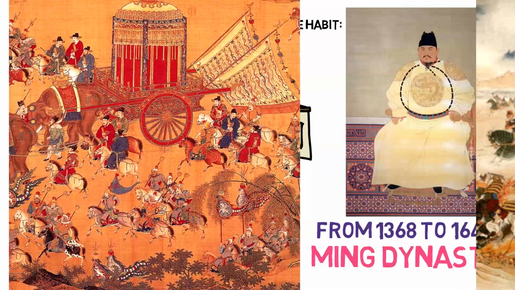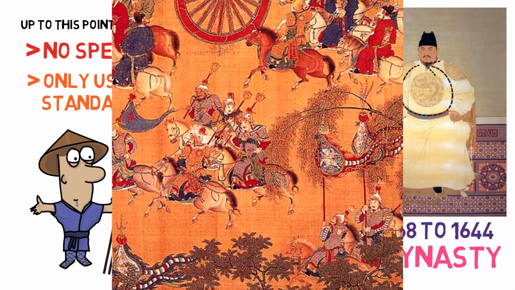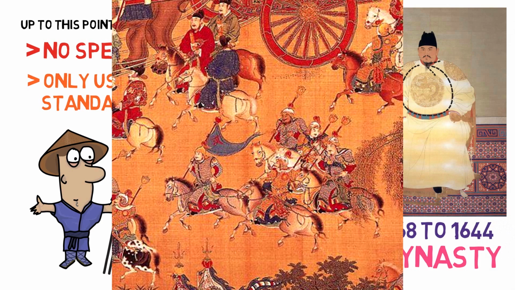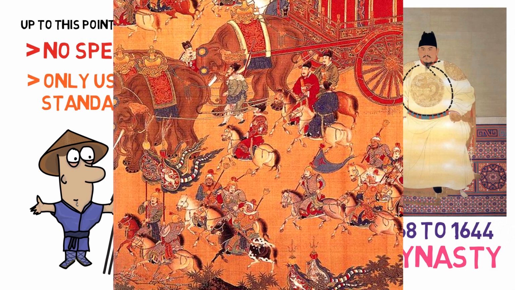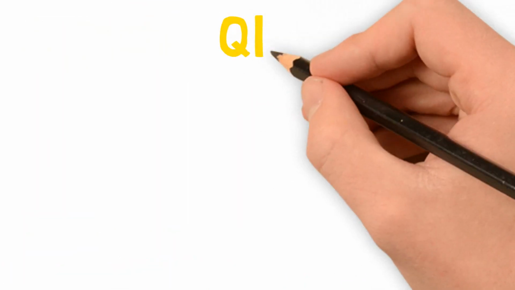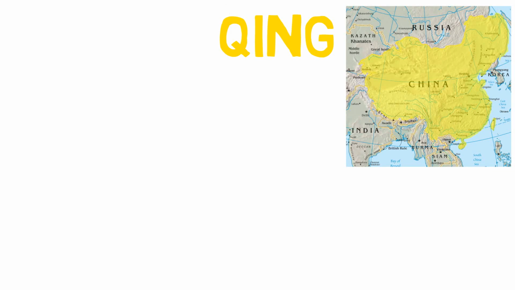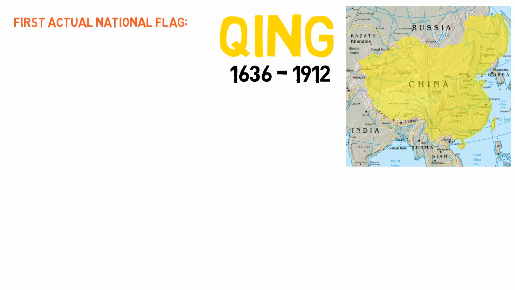Like this painting called the Emperor's Approach, where the royal carriage is escorted by cavalry, holding triangular standards and also some dragon-shaped banners, but never a specific single national flag. This all changed with the last dynasty of Imperial China, the Qing, which took power in 1636. With the Qing came the first actual national flag of China.